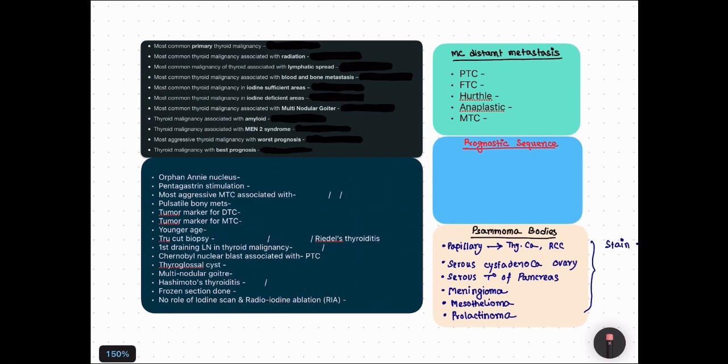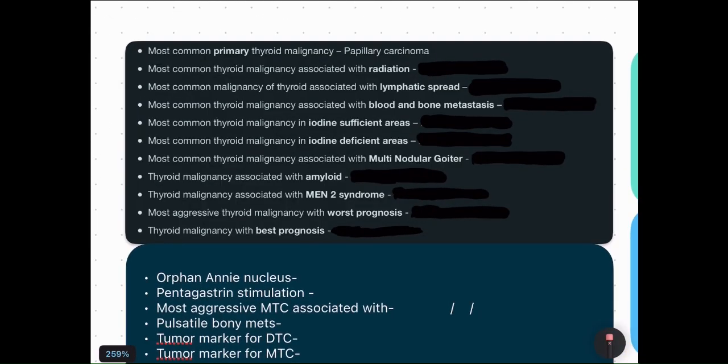So now the time came. Let's answer a few of the questions. Most common primary thyroid malignancy, I told you it is papillary thyroid carcinoma. Next, most common thyroid malignancy associated with radiation: papillary thyroid carcinoma is mostly associated with radiation, and when it is associated with radiation, it is aggressive. I also told you that RET/PTC3 is more aggressive. Remember, most common malignancy of thyroid associated with lymphatic spread is papillary thyroid carcinoma. I mentioned lymphatic spread is most common in papillary, Delphian lymph node.